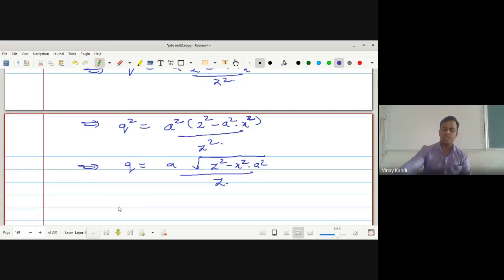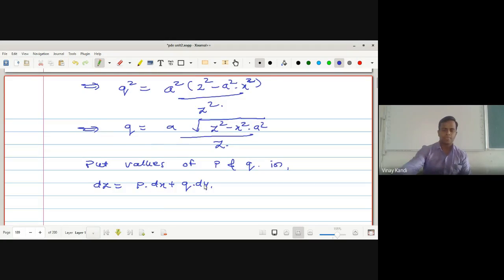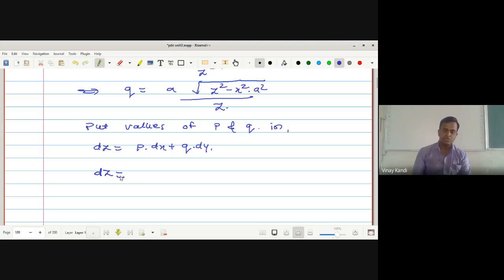Now put these values of p and q into dz is equal to p dx plus q dy. Put the values of p and q in dz is equal to p dx plus q into dy. Okay, so here we get dz is equal to, value of p is a square x upon z into dx plus a into square root of z square minus x square a square upon z into dy. Okay, how to find the integration?